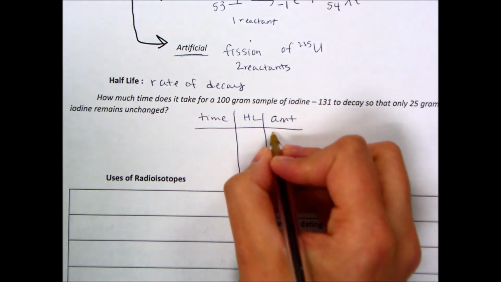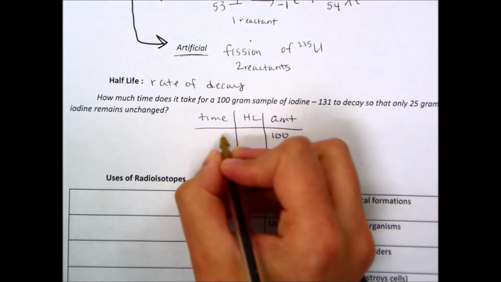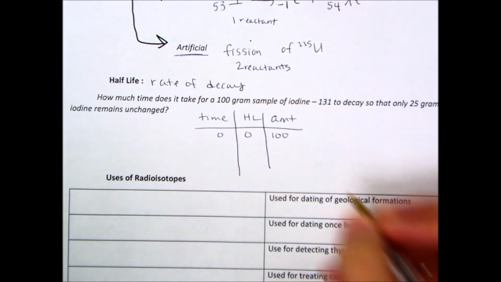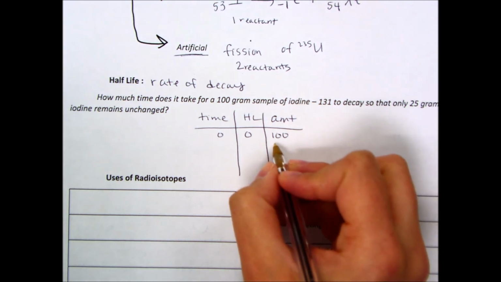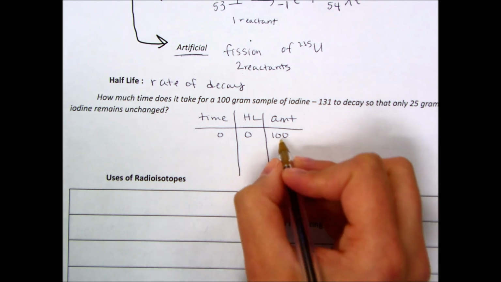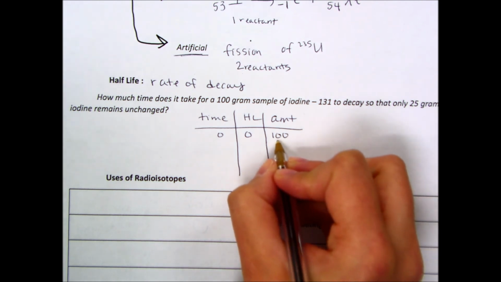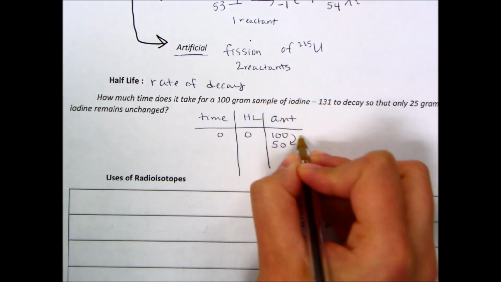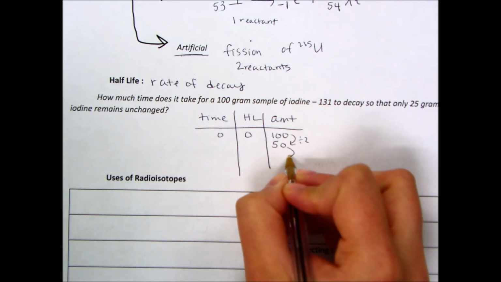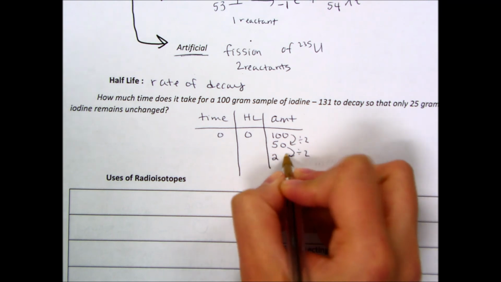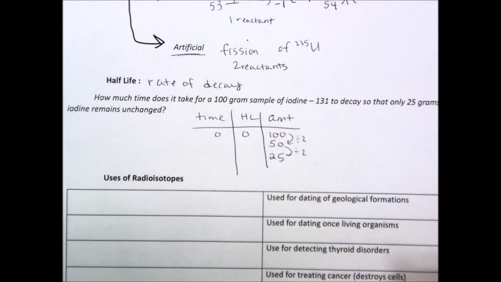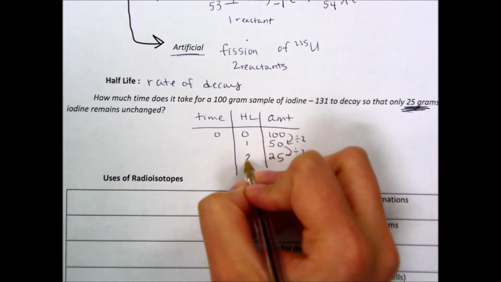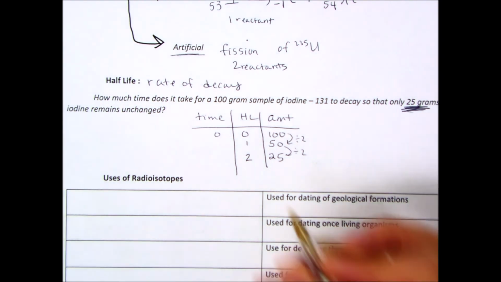Well, we started off with 100 grams. That was at time 0, which means no half-lives have passed. I'm trying to figure out how much time it takes for that 100 grams to break down to 25. And each half-life is going to break this down in half. So 100 divided by 2, and then 50 divided by 2 gets me to that 25. All right, 25 grams is where I know to stop. That took 2 half-lives.